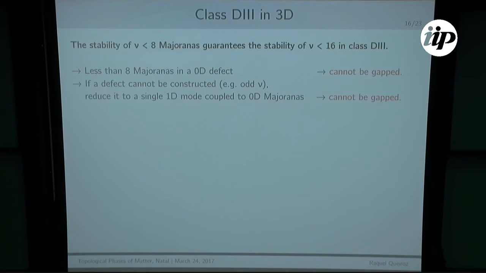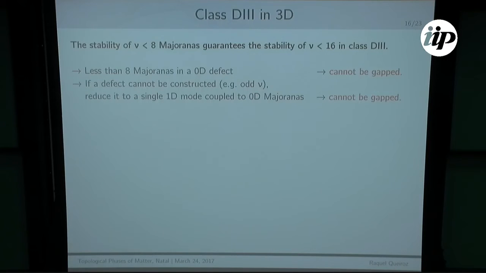the argument goes like this: if we have anything which is less than 16, the topological sector 16, what we will have in the defect is something less than 8 Majorana modes, which can never be gapped. Or, for example, if we would start with a topological sector that is odd, then we could not make this construction until the end. And what we would have is something like a single propagating mode, which is a 1-dimensional mode, coupled to something that is lower dimension, basically the interaction would be completely ineffective. This is trivial interactions that will cause no fundamental change in the low energy theory of your system.